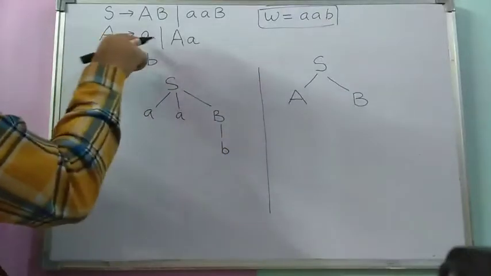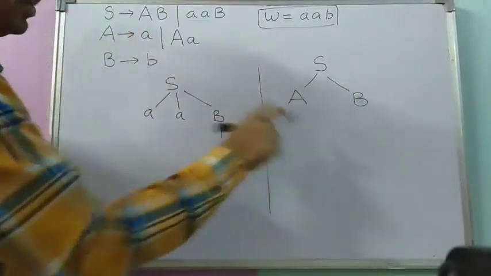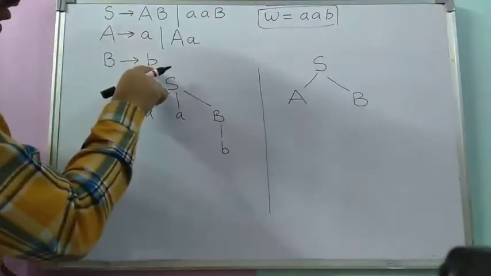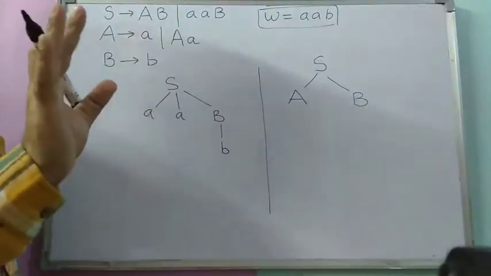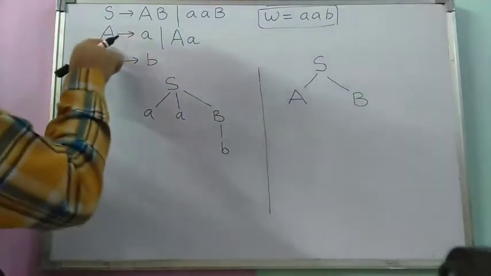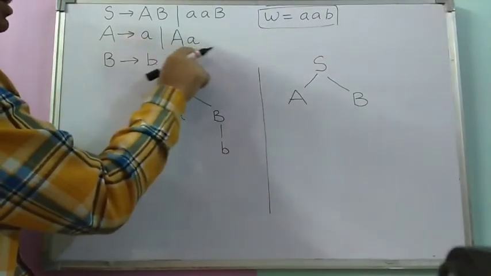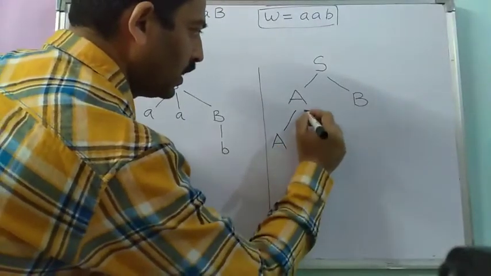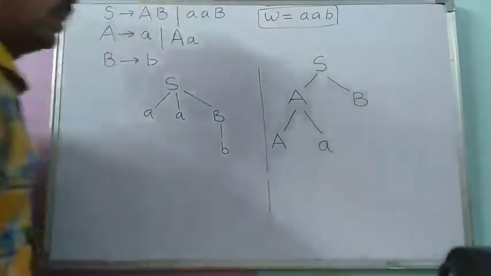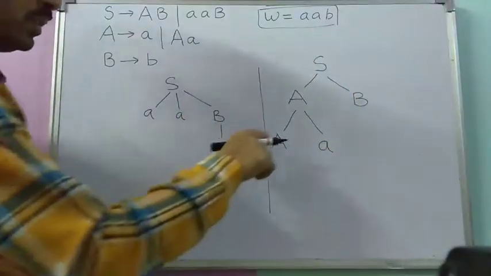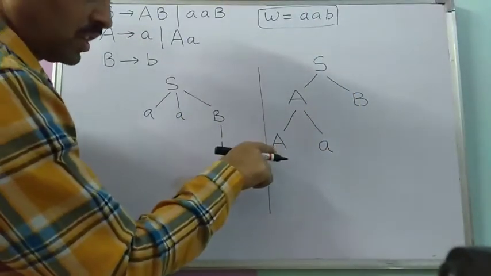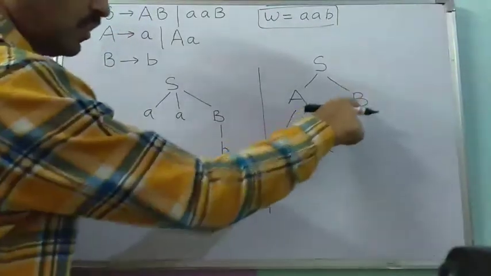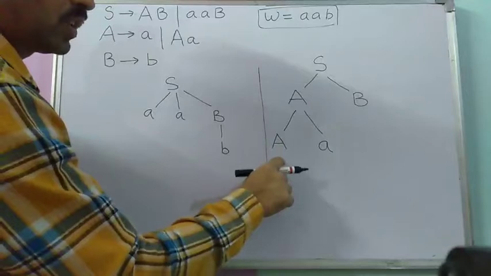If we expand A through a single a, then it will be converted into terminals, and then we are bound to take the variable B, which will convert to b. So we will be generating ab, which we don't want to generate. We want to generate aab. So certainly for A we have to use the production A → Aa. Now our working string is Aab, with the variables A and B, and the leftmost one is A.